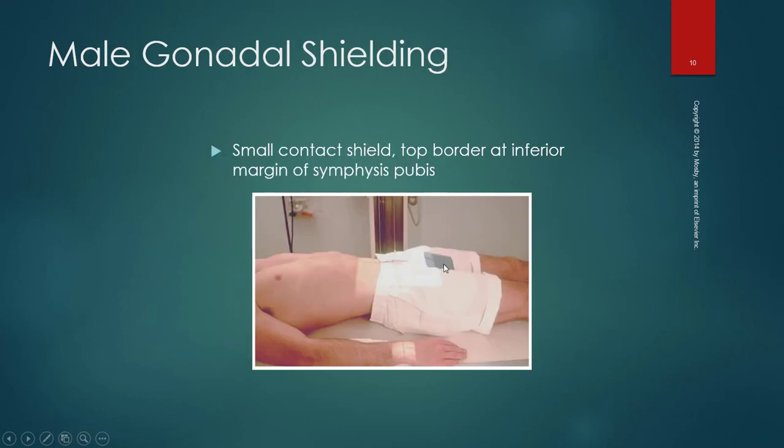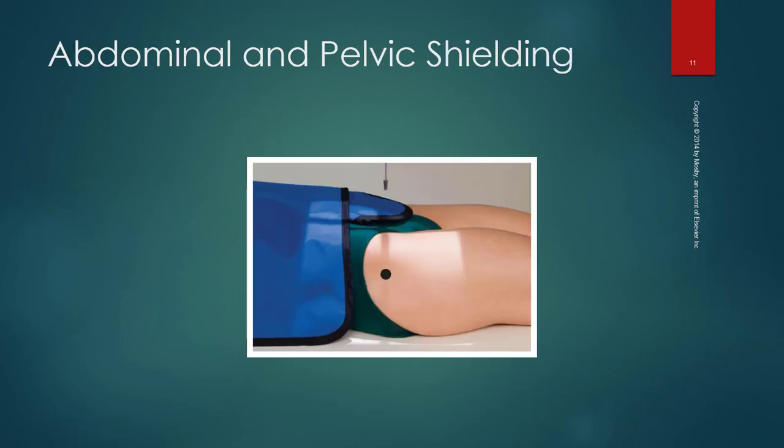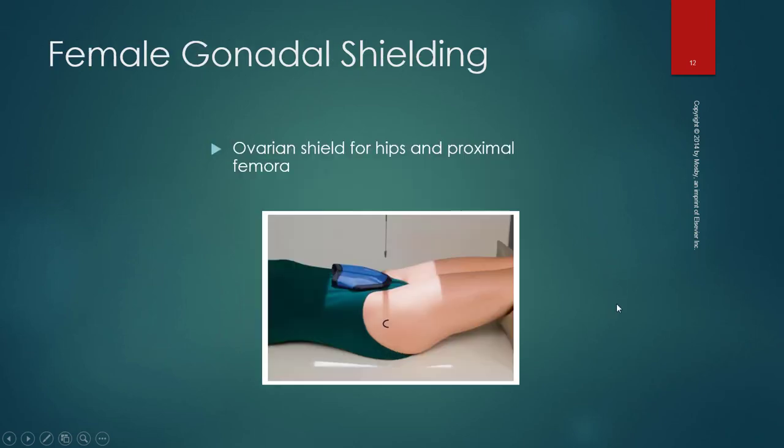We can use gonadal shielding when we're doing pelvises. So if you have someone who's really young, you may want to place this on them or ask their parent or them to place that on themselves, and that will help protect that region while you're doing the radiographs. So these are a couple examples of different ways to position those gonadal shields.